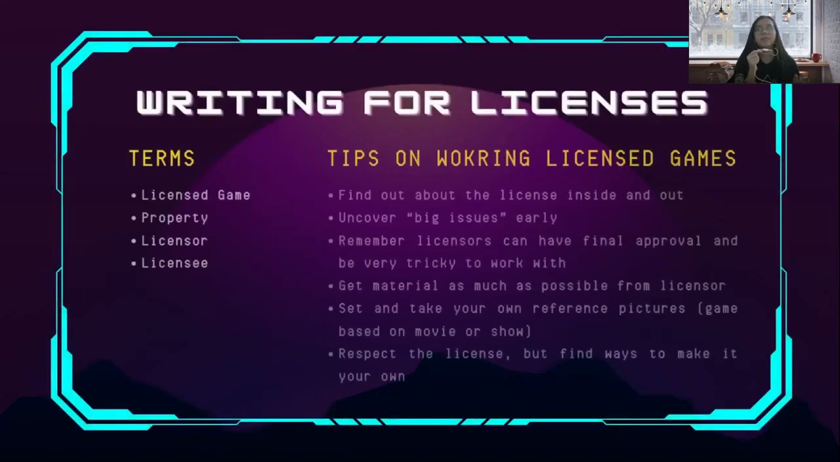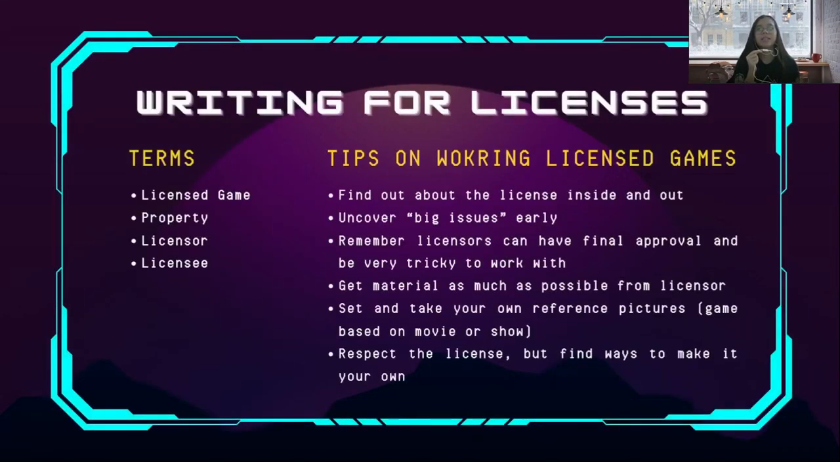There are some terms used when you are working with licenses. The first one is licensed game, which is a game based on pre-existing intellectual property. Next one is property, which is the characters licensed by a publisher or developer that have to pay to use them. Licensor refers to the group or individual who owns the property, whereas the licensee refers to the person who paid to use the property in the game.